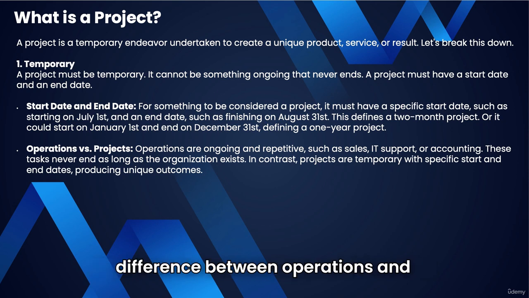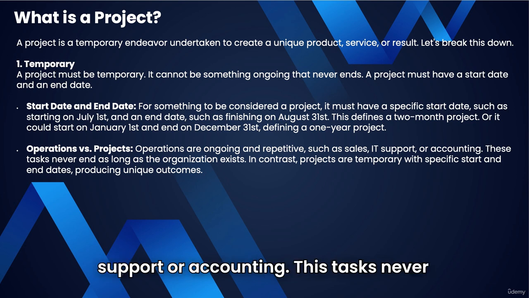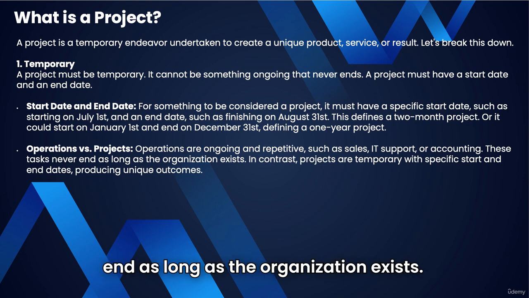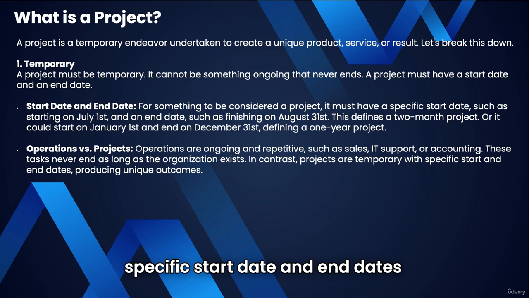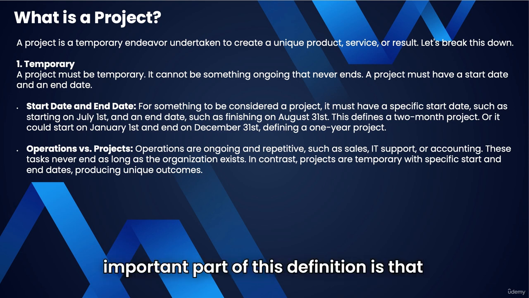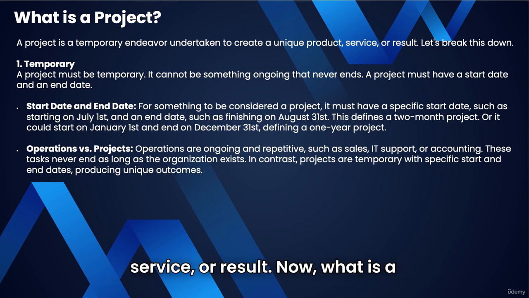Now we'll see the difference between operations and projects. Operations are ongoing and repetitive, such as sales, IT support, or accounting. These tasks never end as long as the organization exists. In contrast, projects are temporary with specific start and end dates, producing unique outcomes. Another important part of this definition is that a project always produces a unique product, service, or result.